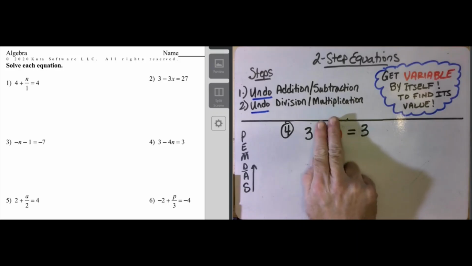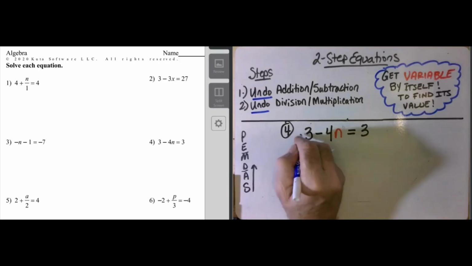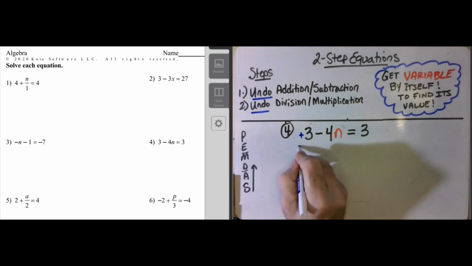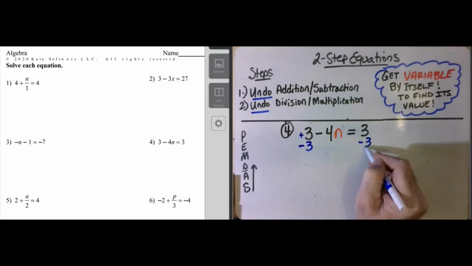Let's think about what's being done to it, what needs to be moved to the other side. This is a +3, correct? Because it's assumed, but that's actually a +3 because there's no sign there. So we're going to do the opposite of a +3. The opposite of a +3 is a -3. Whatever you do on one side, you need to do to the other side of the equal sign.